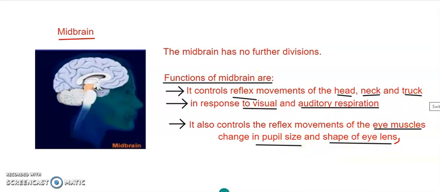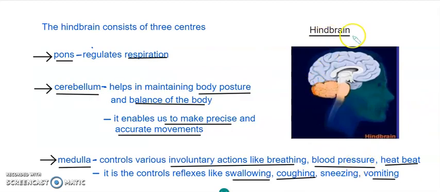Okay. Now the next one, hindbrain. Hindbrain is further divided into three parts: pons, cerebellum, and medulla. Pons completely takes care of the respiratory part of our body. So respiration, and all the respiratory organs of the body, are somehow connected with the pons.